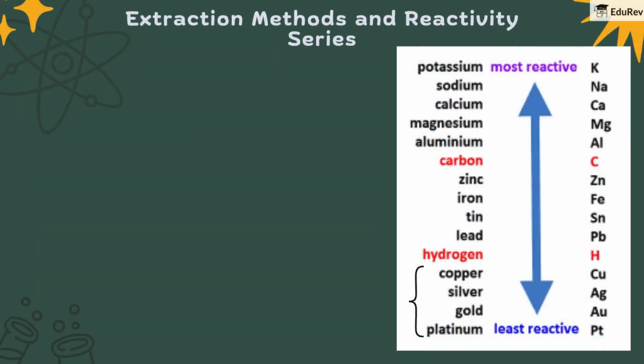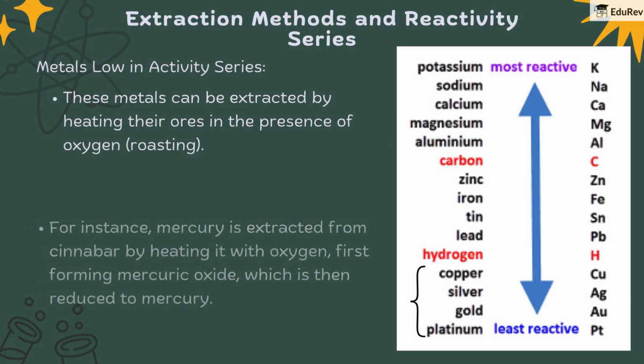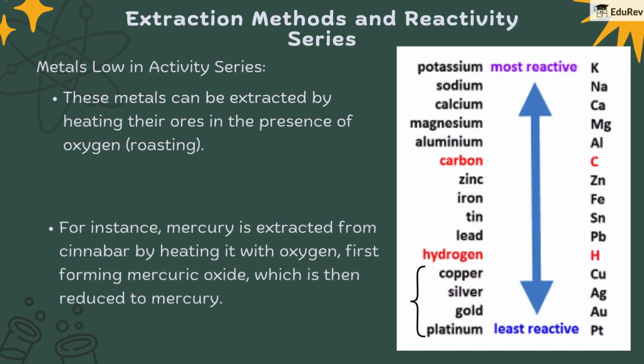Extraction methods and reactivity. Metals low in activity series. These metals can be extracted by heating their ores in the presence of oxygen. For instance, mercury is extracted from cinnabar by heating it with oxygen, first forming mercuric oxide, which is then reduced to mercury.